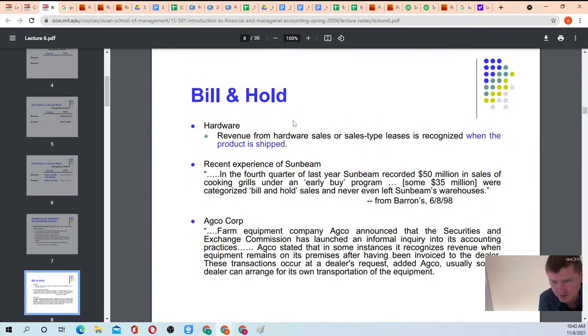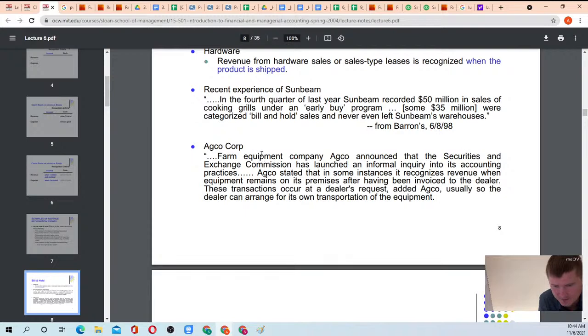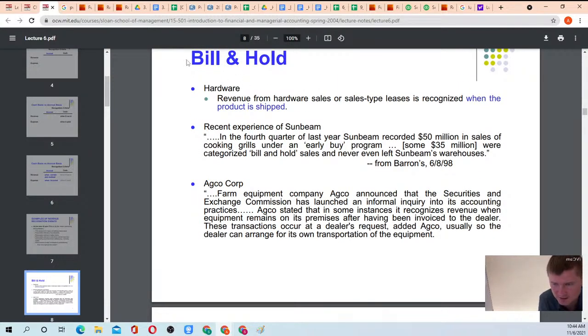Bill and hold. There was a big issue with bill and hold transactions back in the day. It happens when you recognize the revenue while your products are still in your warehouse. So for example, they say that Sunbeam recorded 50 million in sales under an early buy program, and some were bill and hold sales and never even left Sunbeam's warehouses. So generally you shouldn't recognize a sale when you still have control of the assets. For example, if that asset still sits in your warehouse and you didn't pass the title to the product to a customer.